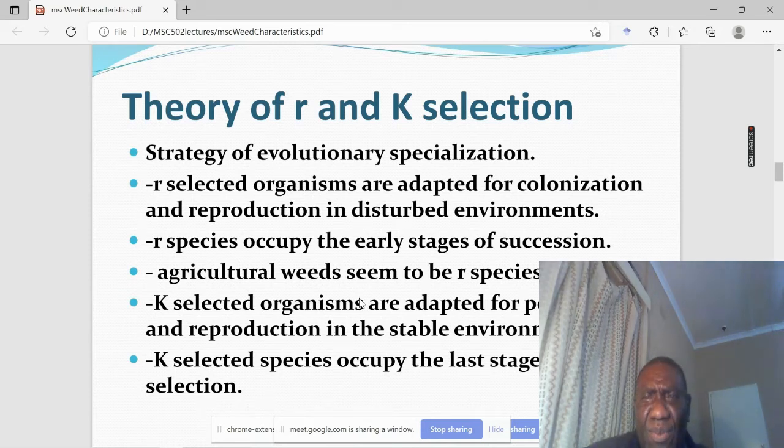Probably, let me simplify this a bit. Let's suppose you open a field, you plow it, you've disturbed the environment, and you don't plant anything there. If you visit that disturbed place, you are going to find that there will be plants growing on that patch of land. And that group of plants represent the R selected plants or simply agricultural weeds, right?